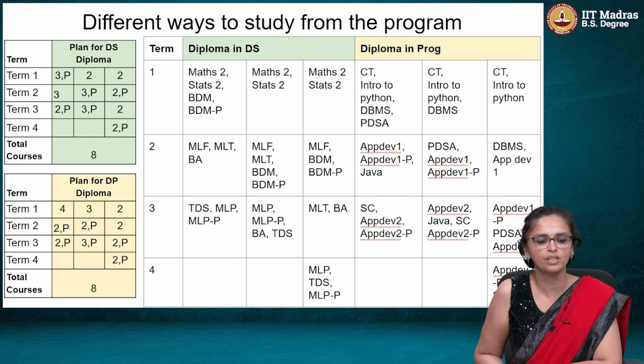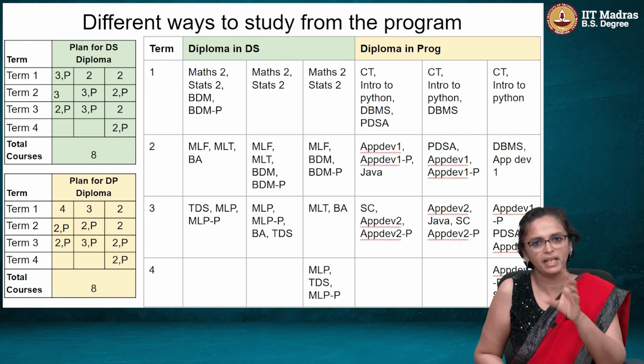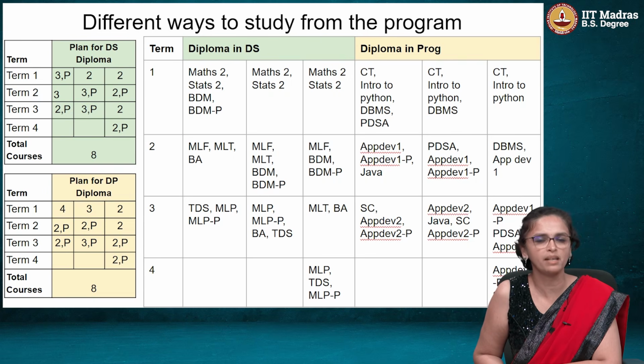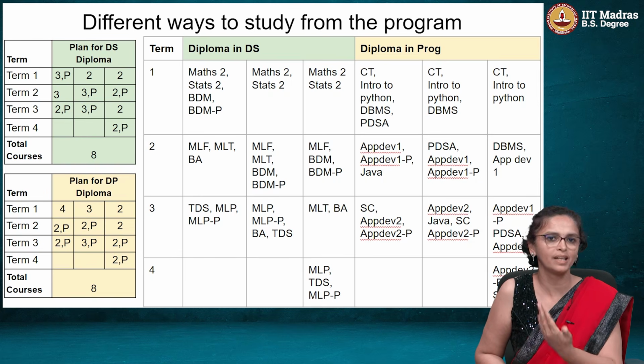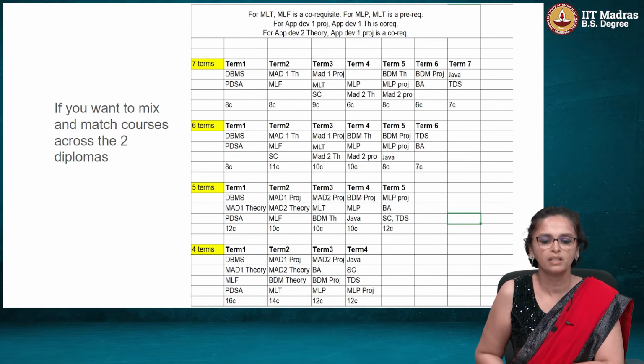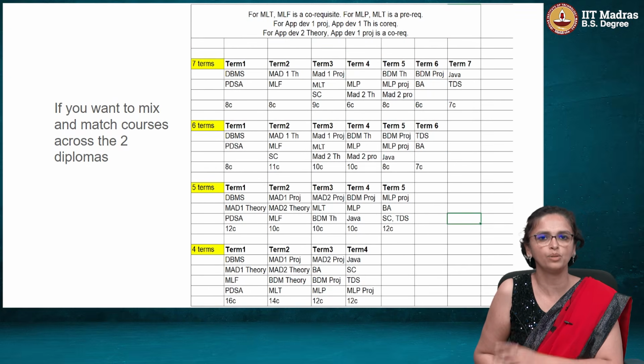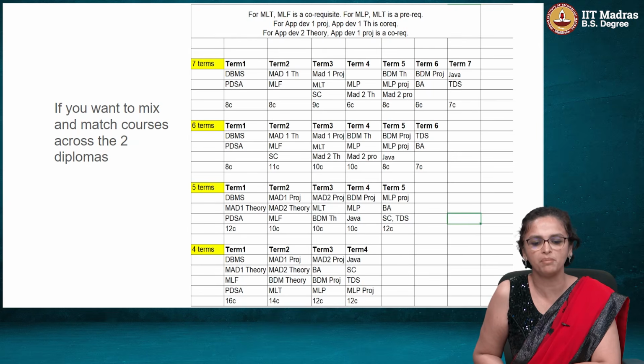So, this is also one way of doing the courses where you don't load yourselves too much by taking the pathway where you take maybe 3 or 4 terms for doing a diploma and completing the level in about 6 to 8 terms. The other way is where you mix the courses from both the diplomas and you finish both of them at the same time.